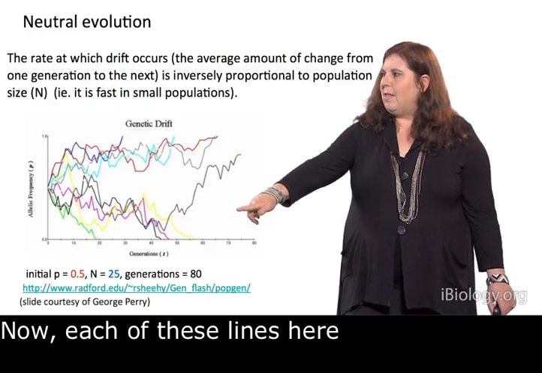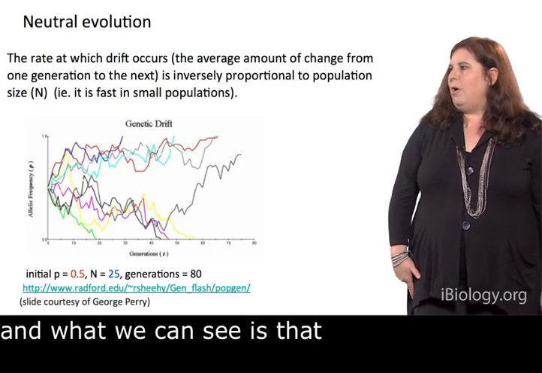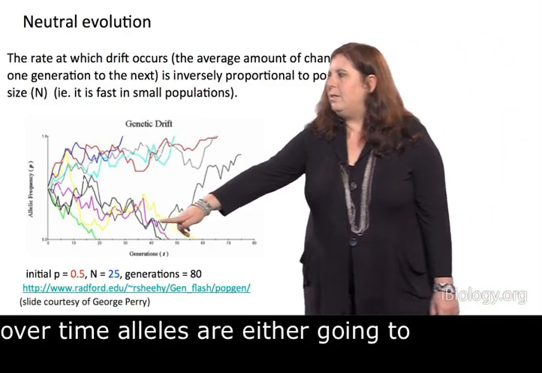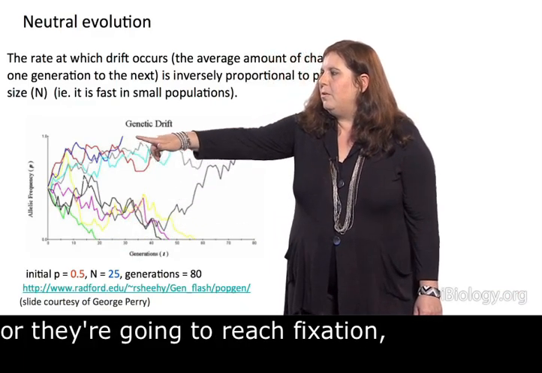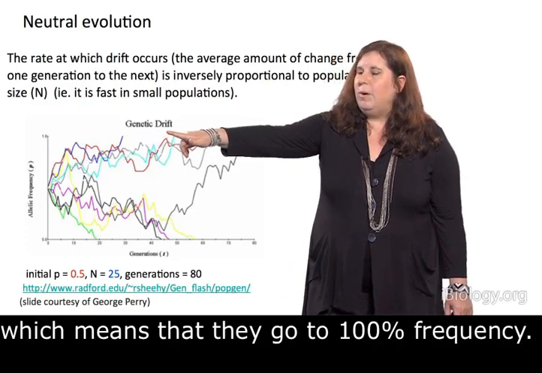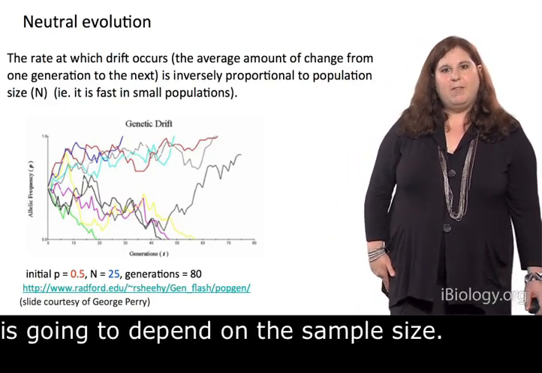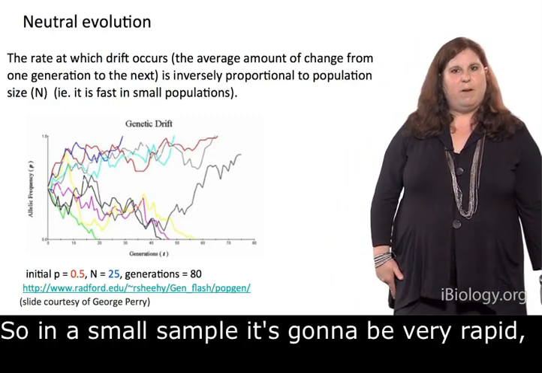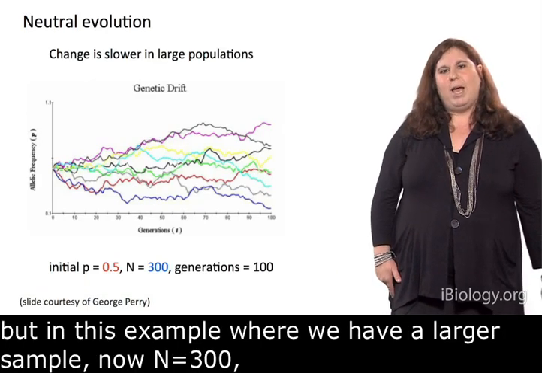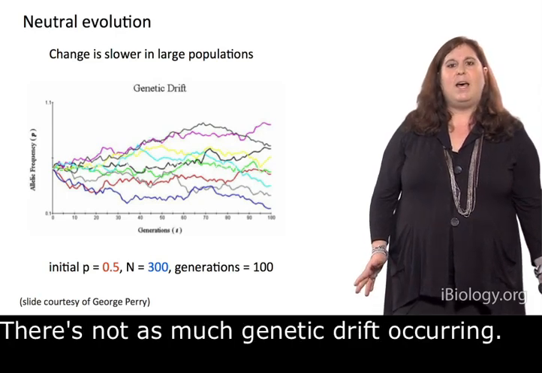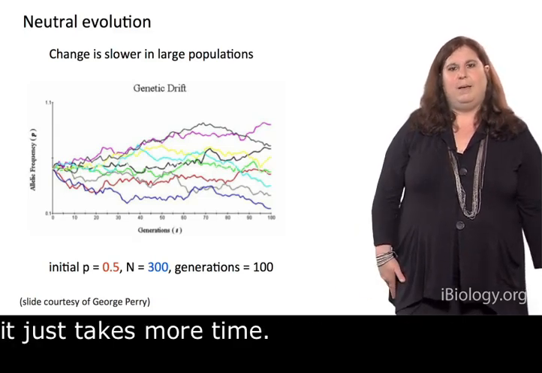Now, each of these lines represents a different simulation. And what we can see is that over time, alleles are either going to be lost from the population, or they're going to reach fixation, which means that they go to 100% frequency. The rate at which this occurs depends on the sample size. In a small sample, it's going to be very rapid. But in this example where we have a larger sample, now N equals 300, you can see that it just takes more time. There's not as much genetic drift occurring. The end result is going to be the same, it just takes more time.